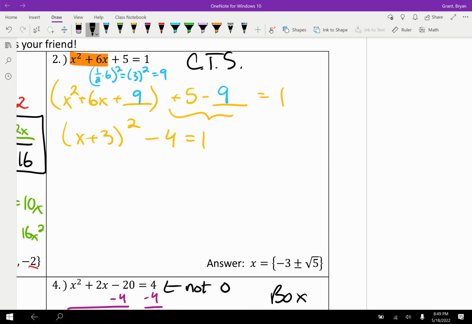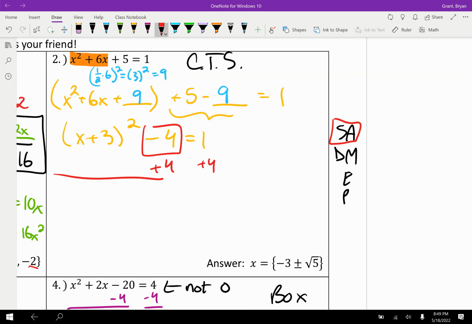Hey look, it's SADMAP time. We only have one x left. We've successfully completed the square. Let's start with that addition and subtraction. And you have this minus 4 that we'll undo by adding 4. Sound effects make everything better, I'm sure. X plus 3 squared equals 5.